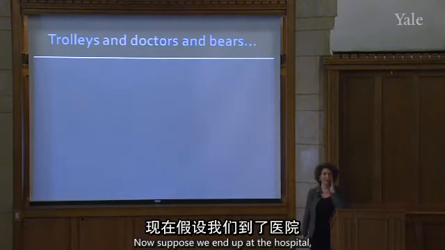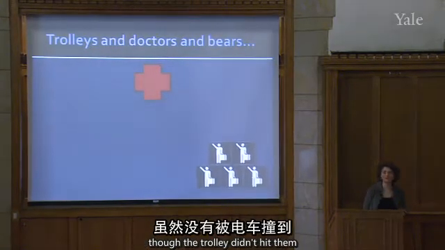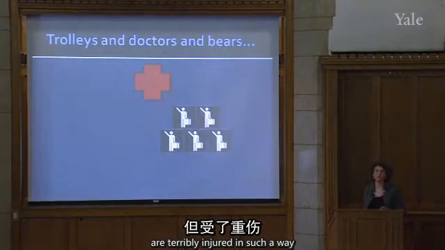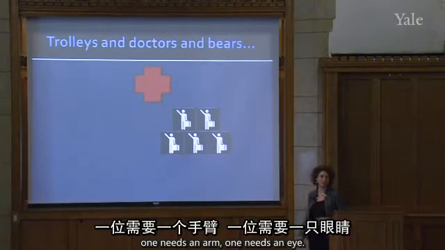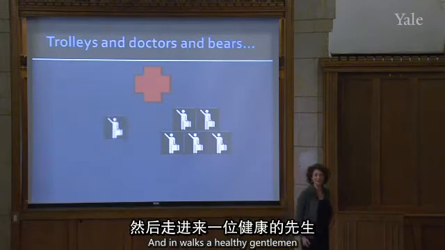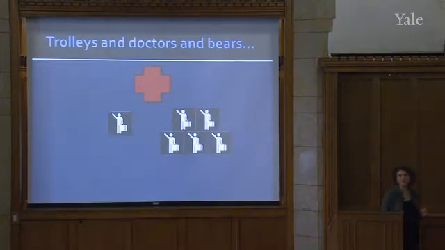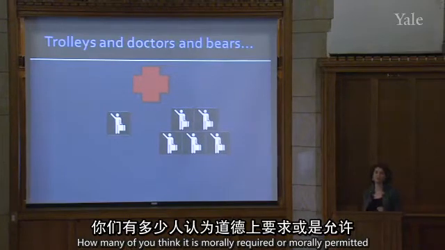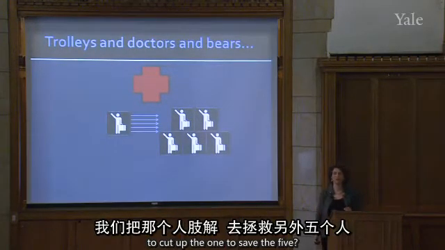Now suppose we end up at the hospital, and the 5 who were lying on the track, though the trolley didn't hit them, are terribly injured in such a way that one needs a heart, one needs a lung, one needs a leg, one needs an arm, one needs an eye, and in walks a healthy gentleman with exactly the organs required to save the 5? How many of you think it is morally required or morally permitted to cut up the 1 to save the 5?